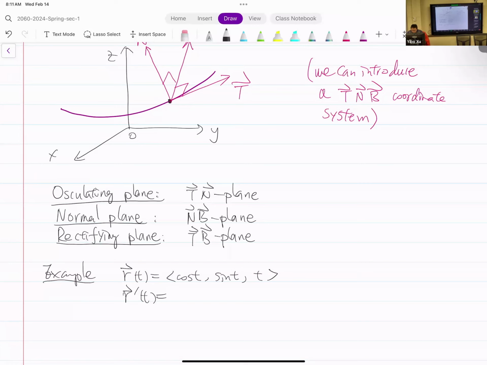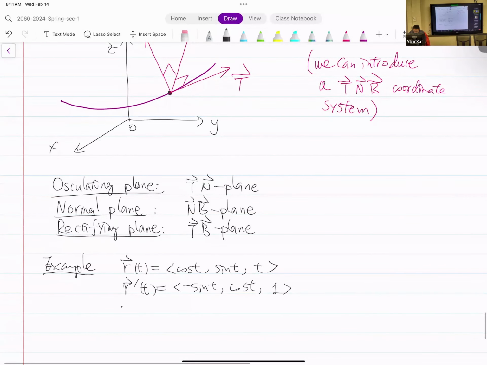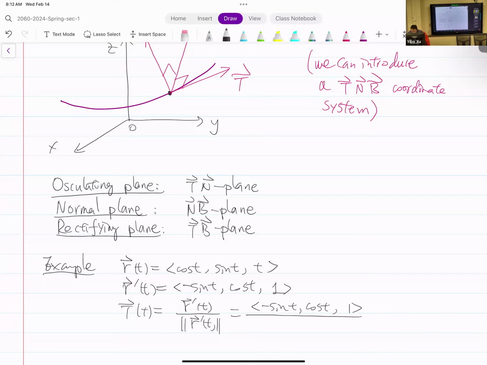So the tangent direction is what? Cosine, the derivative is negative sine. Sine gives you cosine, t gives you 1, right? And then the unit tangent direction is going to be r prime being normalized. So we just have the vector function and we divide by the magnitude. The magnitude of this is actually pretty simple, as we have seen already. So the squares of the components added up.